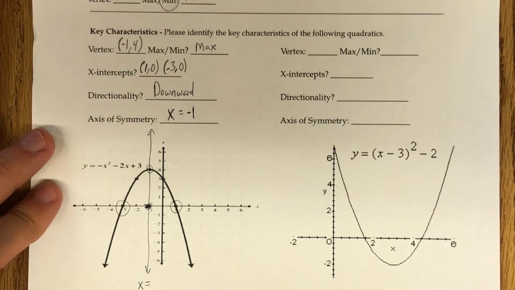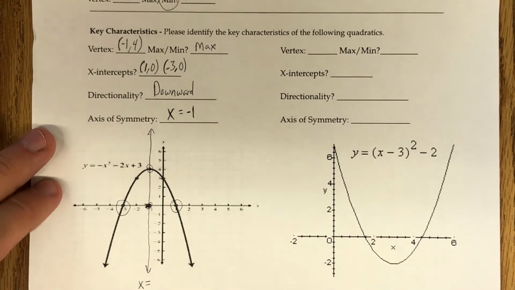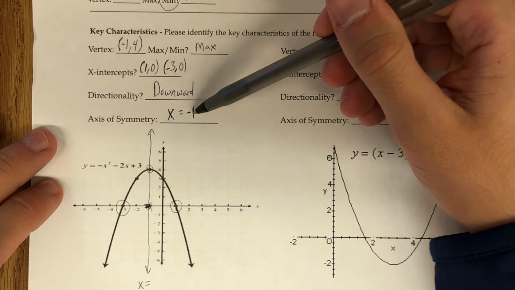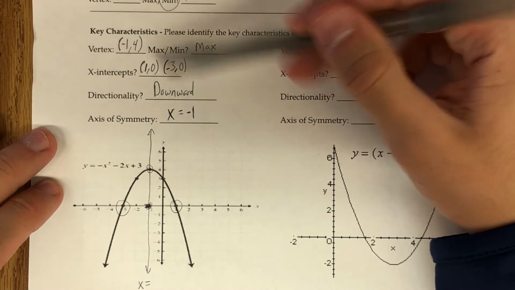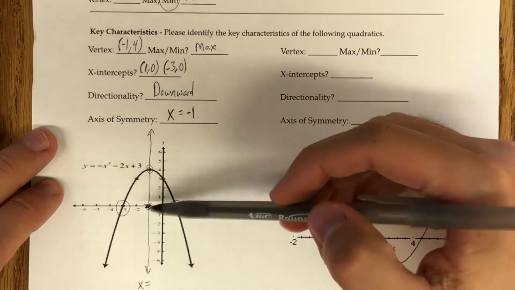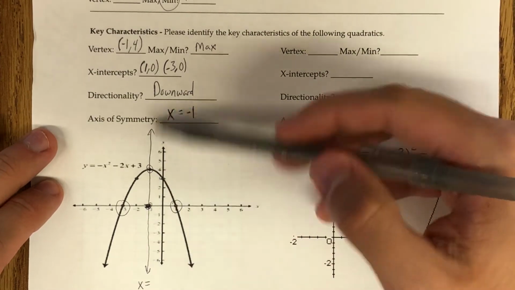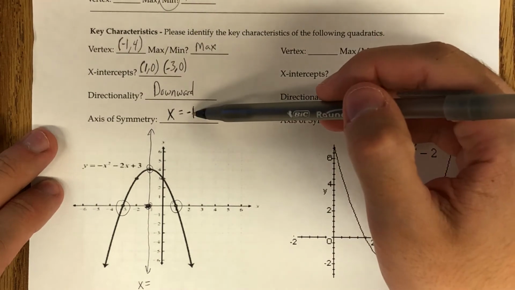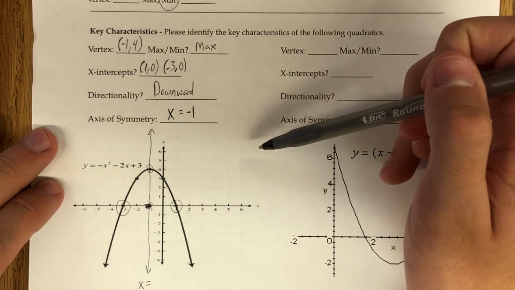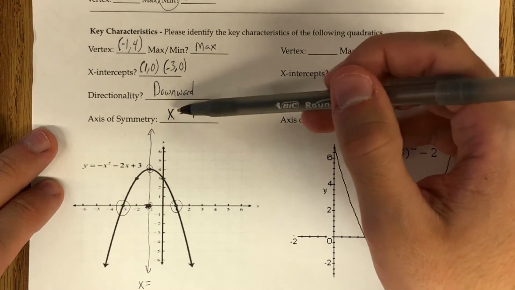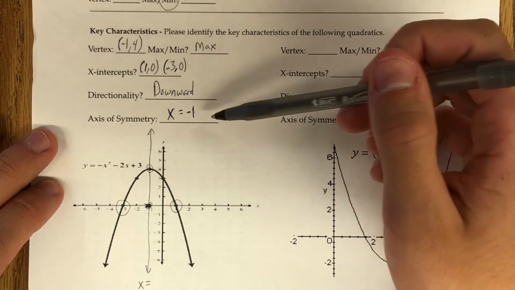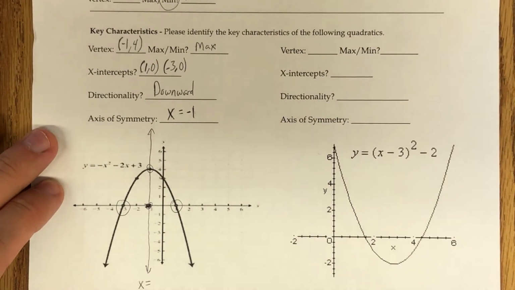Before we move on to the next problem, there's one thing I'd like you to notice here. You'll notice the axis of symmetry and the vertex have the same value. That's because your axis of symmetry always goes through the vertex, and that will always be the case. The x value of your vertex will always be the value in your axis of symmetry. But this is an equation, it is a line, so it needs to be represented as x equals -1. You can't just write -1. That's wrong. That's just a number. You need to write the x equals.